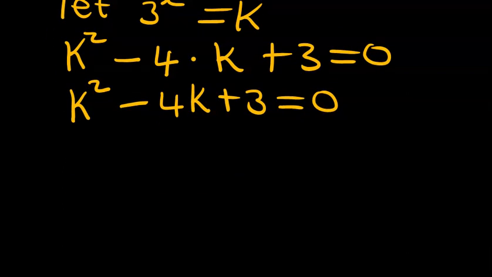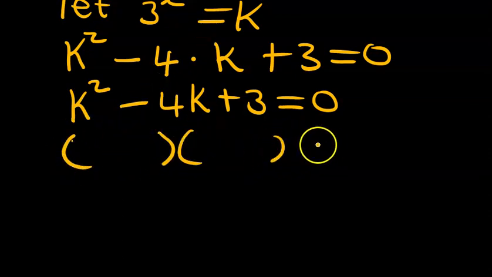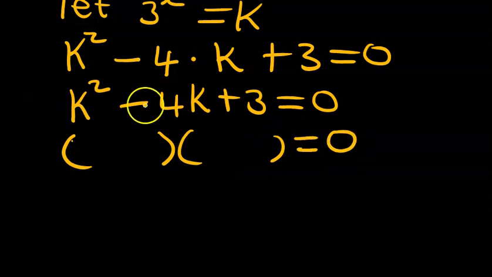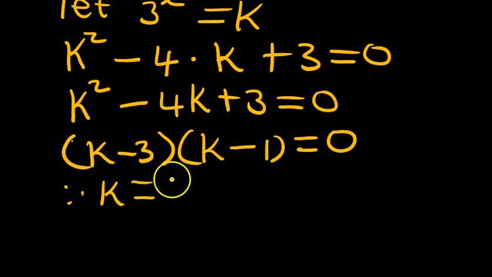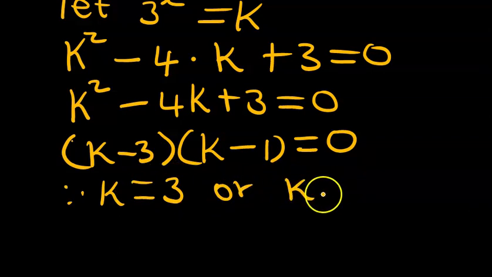Now we need to find the factors. We need to factorize now. Our factors are going to be k minus 3 and k minus 1. Therefore, k is equal to positive 3 or k is equal to positive 1.